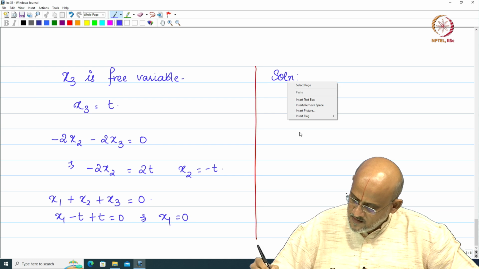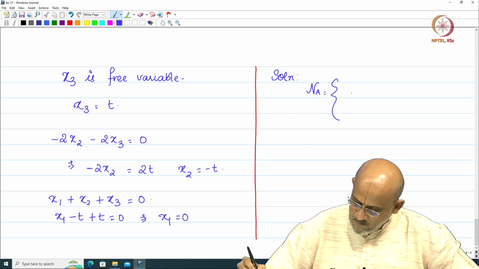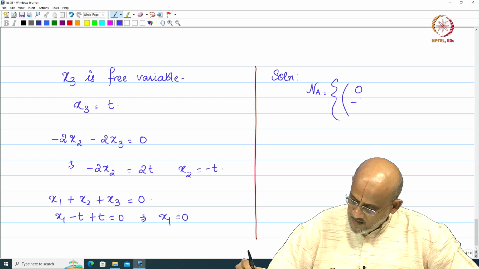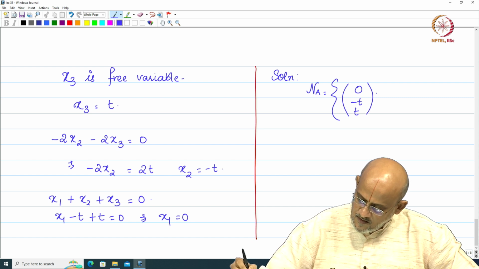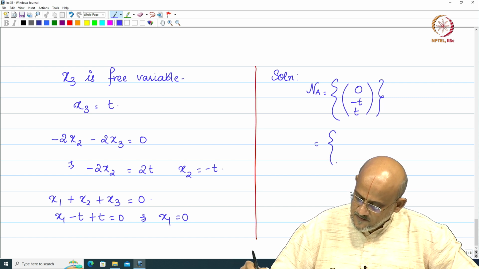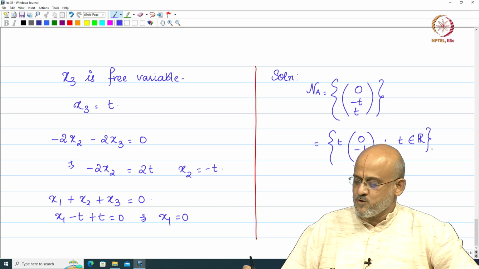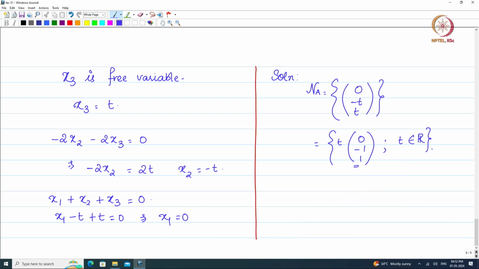What is the solution that we have? We have 0, minus t, t. I can take this as t times (0, minus 1, 1), t a real number. Now, this is one linearly independent vector that I have, and the multiples of that are going to be a line through the origin in R3, and that again is a subspace.